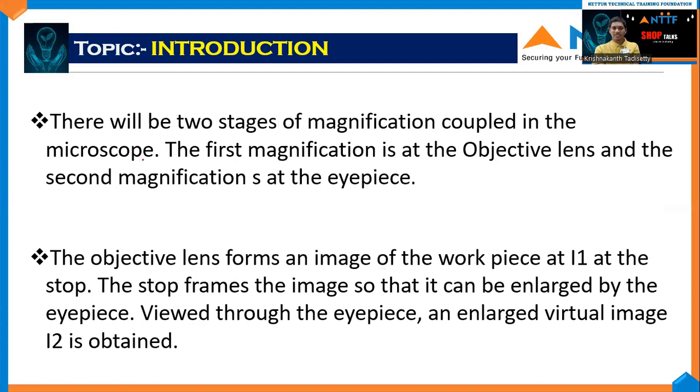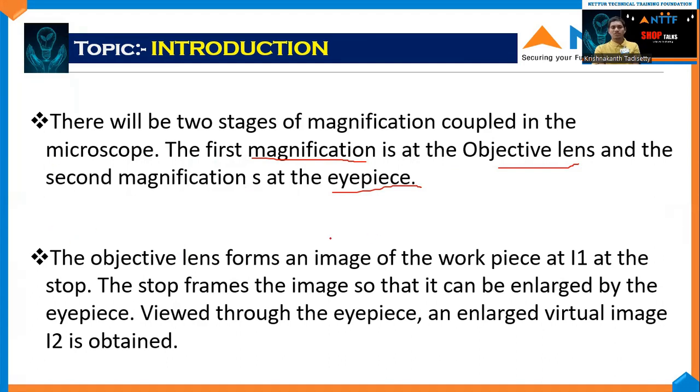There will be two stages of magnification coupled in the microscope. The first magnification is at the objective lens and the second magnification is at the eyepiece. In the tool makers microscope, there will be two stages. The first one is the objective lens and the second one is the eyepiece.